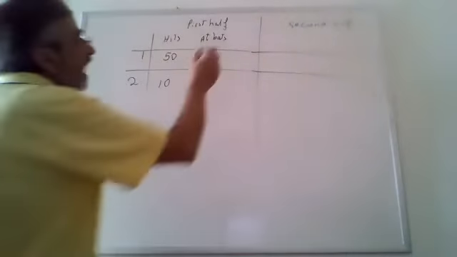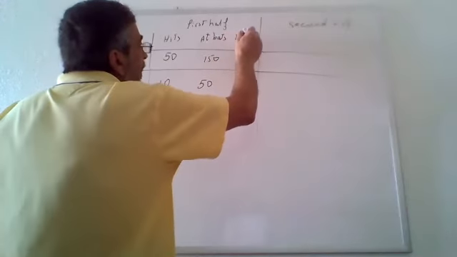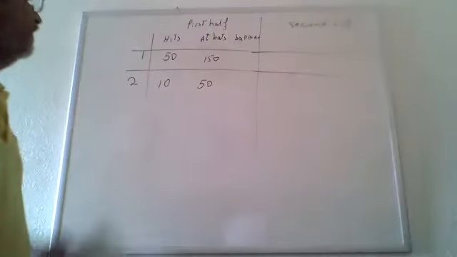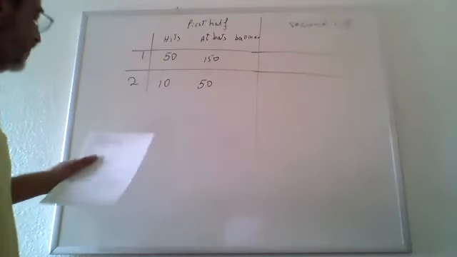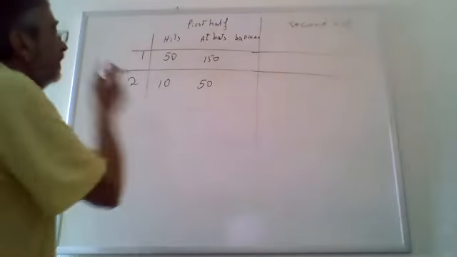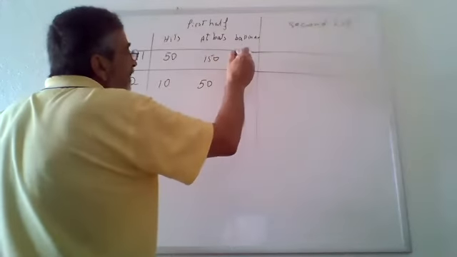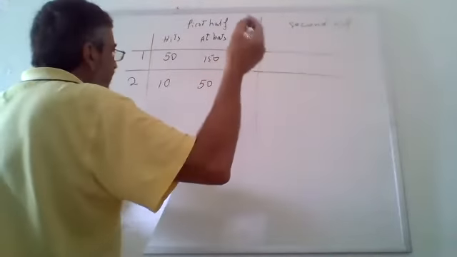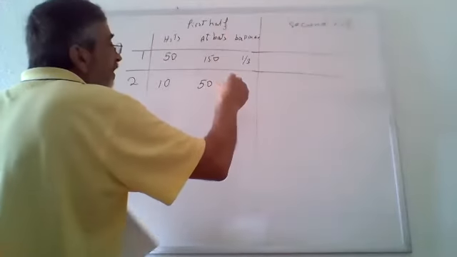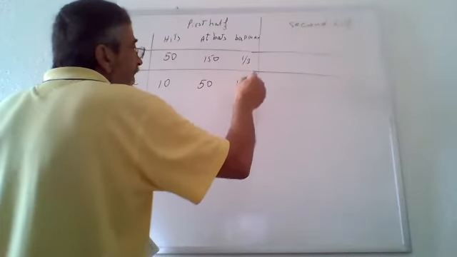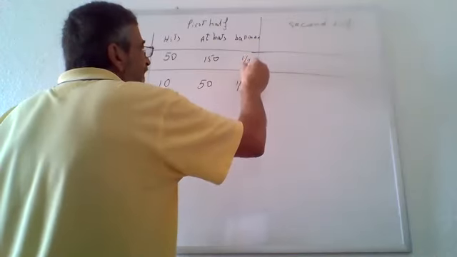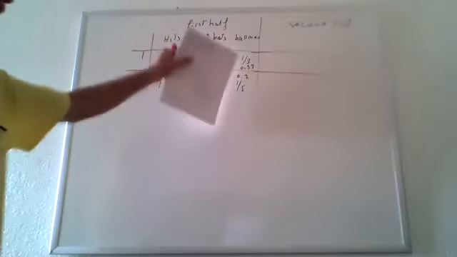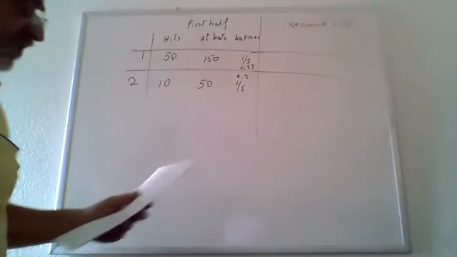Now, the batting average for each one. For player one, a batting average is simply how much? 50 divided by 150 is 1/3. And here it's going to be 1/5. Or you can say this is 0.33 and this is 0.2. So this is basically the batting average for each one in the first half.